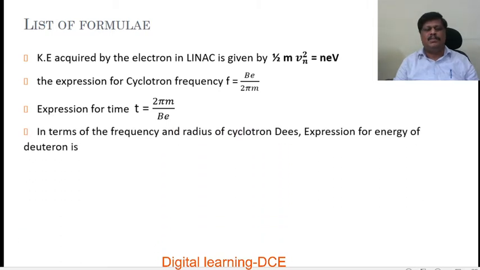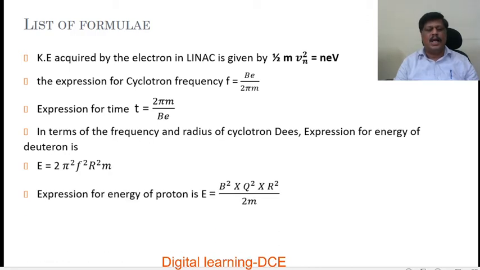In terms of the frequency and radius of the cyclotron, the expression for energy of the deuteron, or energy of the ion, E is equal to 2 pi square f square R square m. And the expression for energy of the proton or any ion is also given by E is equal to B square Q square R square over 2m, in terms of the mass, charge, radius and magnetic field. Velocity of the ion, deuteron, proton, etc., v is equal to BQR by m.